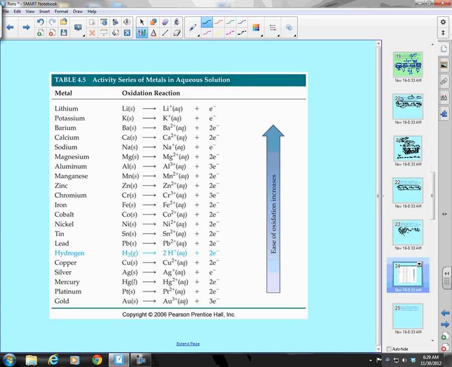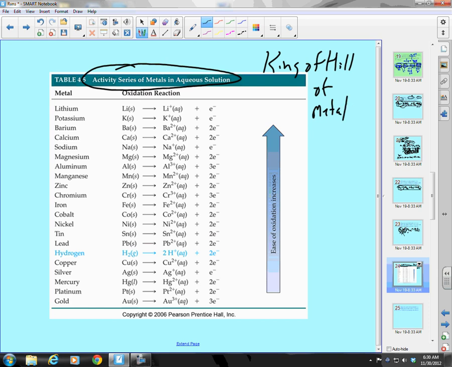This is called the activity series of metals in aqueous solution. And essentially it is a pecking order. It's kind of king of the hill. This is the king of the hill of metals. And who's the king overall? Lithium. Nobody can beat up lithium. No one can replace lithium. And who is the weakest? Gold. That's the little stepchild that you kick and throw mud at and give dirty swirlies, right? Yes. So that is the order.